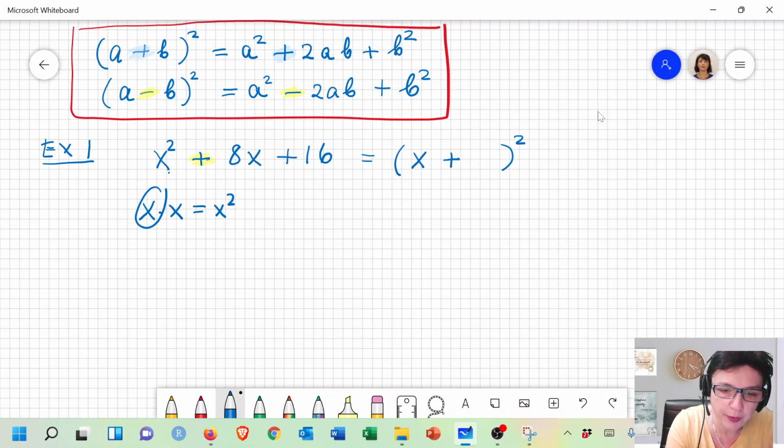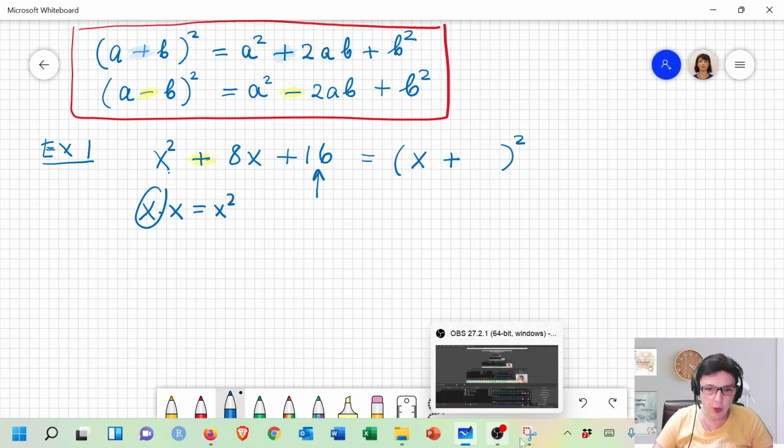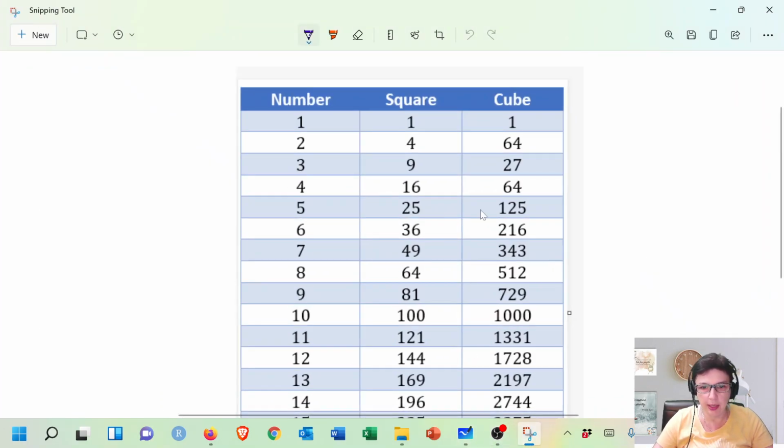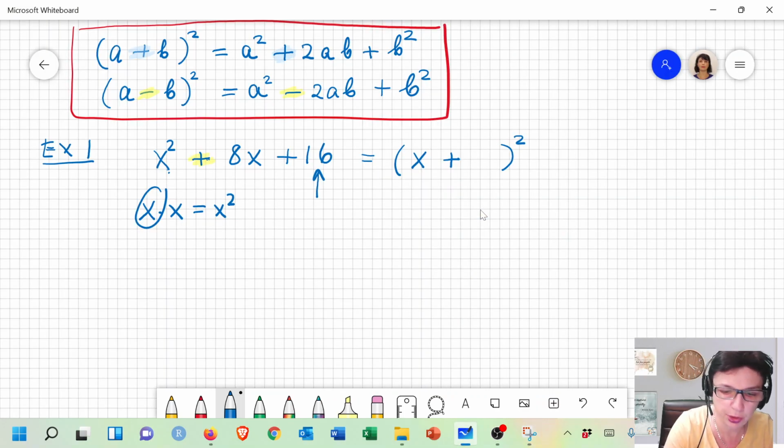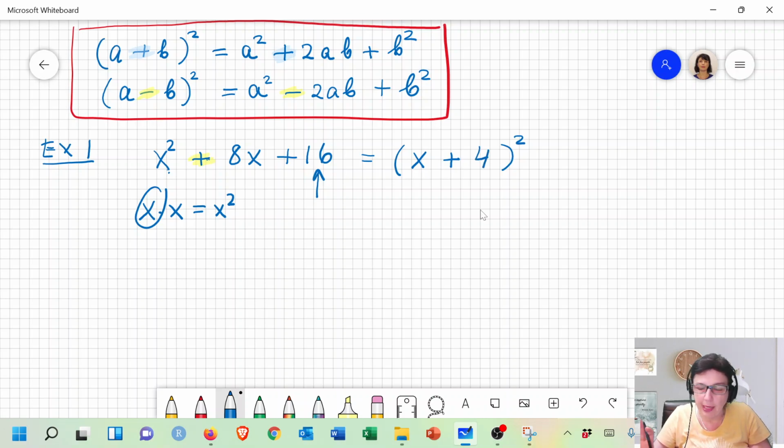And then you have to look at this number 16 and ask yourself, okay, square of what is this number? And again, look at this table right here. In the table, I see 16 as a perfect square of what number? That would be 4, right? Because 4 squared is 16. So that tells you that the 4 is going to go right here. And that's really it. For this term, you have to ask yourself, square of what is that? That would be x. And for 16, square of what is 16? That's 4.